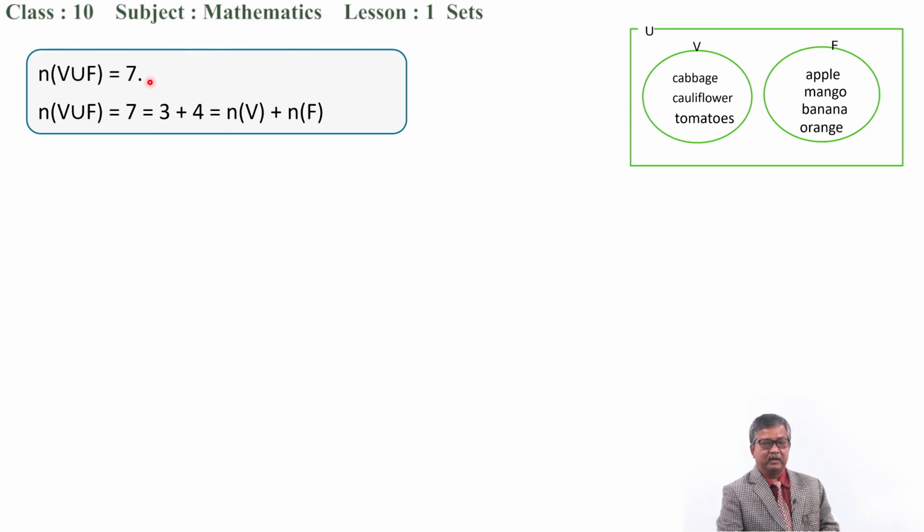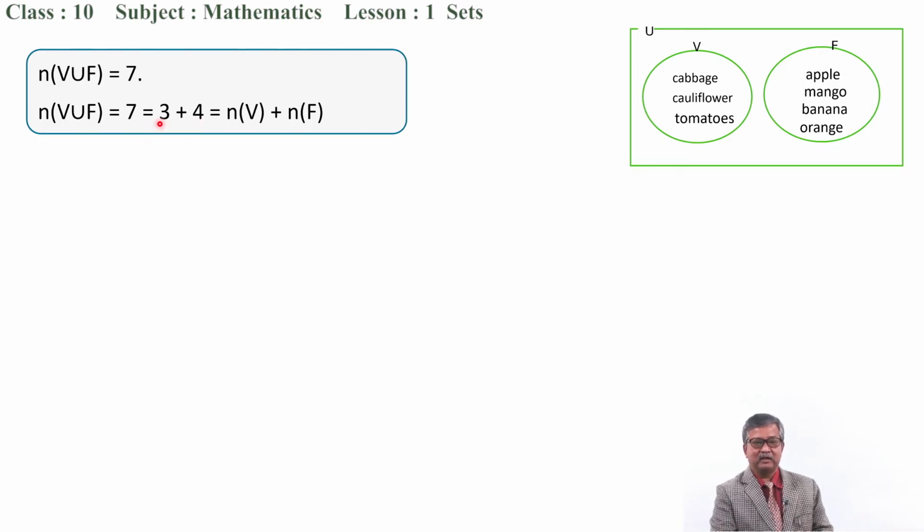Yes, but this 7, can you write as 3 plus 4? We can also write 2 plus 5. Yeah, 2 plus 5 is also 7, isn't it? Or 6 plus 1 is also 7. But here I have written 3 plus 4. Why? Because we are taking this Venn diagram as the example. In this Venn diagram, the first set is V, where there are 3 elements, and the second set is F, where there are 4 elements. That's why I am taking 3 plus 4 here. So 3 plus 4 is 7.